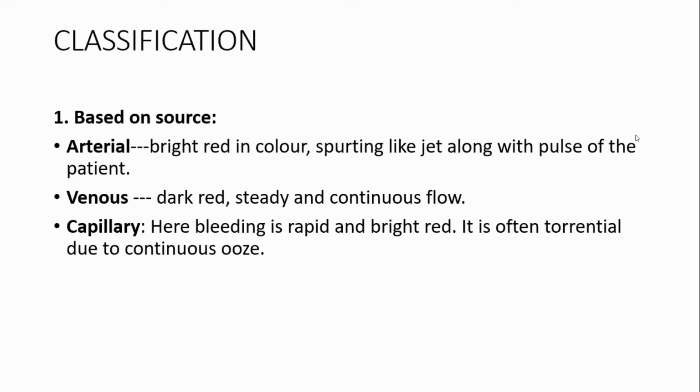It can be arterial, it can be venous, it can be capillary, and this is the basic principle you might be knowing. If there is a bright red color and a spotting or jet-like propulsion of blood, then it is arterial blood. If there is dark red, meaning desaturated blood, and steady and continuous flow, it is venous.